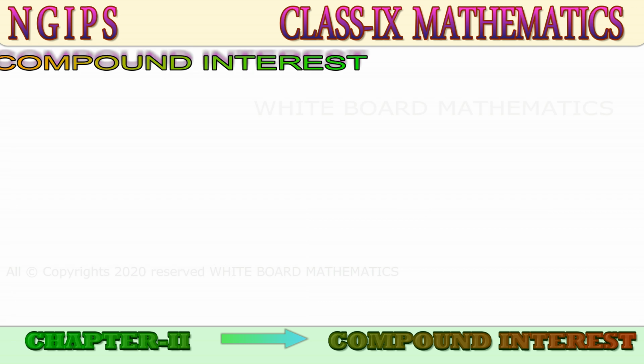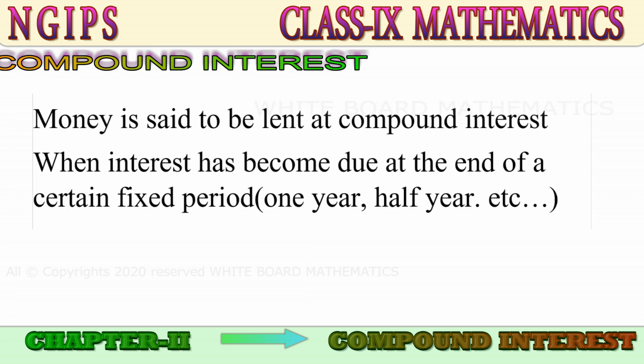Now I am going to explain compound interest. Money is said to be lent at compound interest when the interest which has become due at the end of a certain fixed period, it may be 1 year or half year, etc., is not paid to the money lender, but is added to the sum lent. The amount thus obtained becomes the principal for the next year. This process is repeated until the amount for the last period is found.